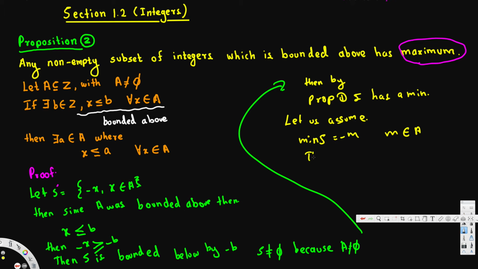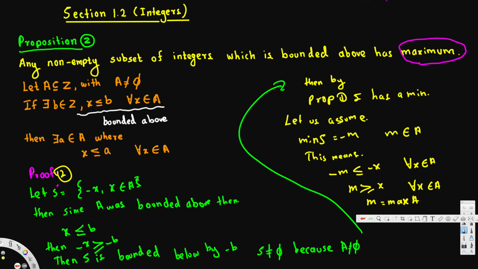This means minus M is less than or equal to minus x for all x belongs to A. M is greater than or equal to x for all x belongs to A. Therefore M is the maximum of A. Okay, so we have seen two proofs. This is proof number 2, and therefore we proved proposition number 2.